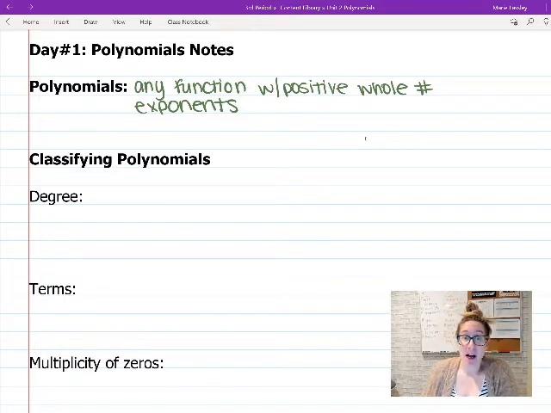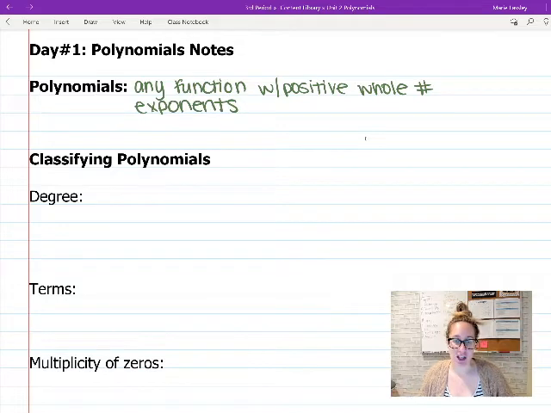All right, now every function we say has a standard form, right? So with linear functions, it's y equals mx plus b. With quadratics, it's ax squared plus bx plus c. Well, polynomials kind of have a standard form, but it's really ugly because, like I said, polynomials are any function that has positive whole number exponents. So its standard form looks really gross. So I'm going to show it to you guys so you can see what standard form looks like with polynomials. You don't have to write this, but just know that this is what polynomials look like.